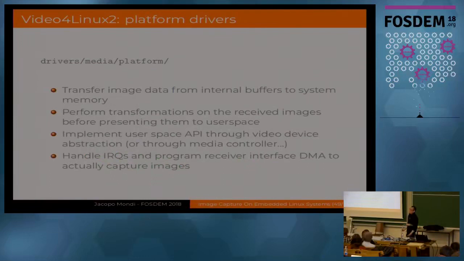Okay, so basically we've seen we have a platform driver that controls the receiving part of the SoC, and it is in this directory here. It has the responsibility to transfer images from internal buffers to the system memory, with all the constraints we have said. It can also perform transformation of images, since the hardware has the capability for doing that. We will see that later. And it implements the user space API that are not part of the framework, and allows user space to control the streaming operation.